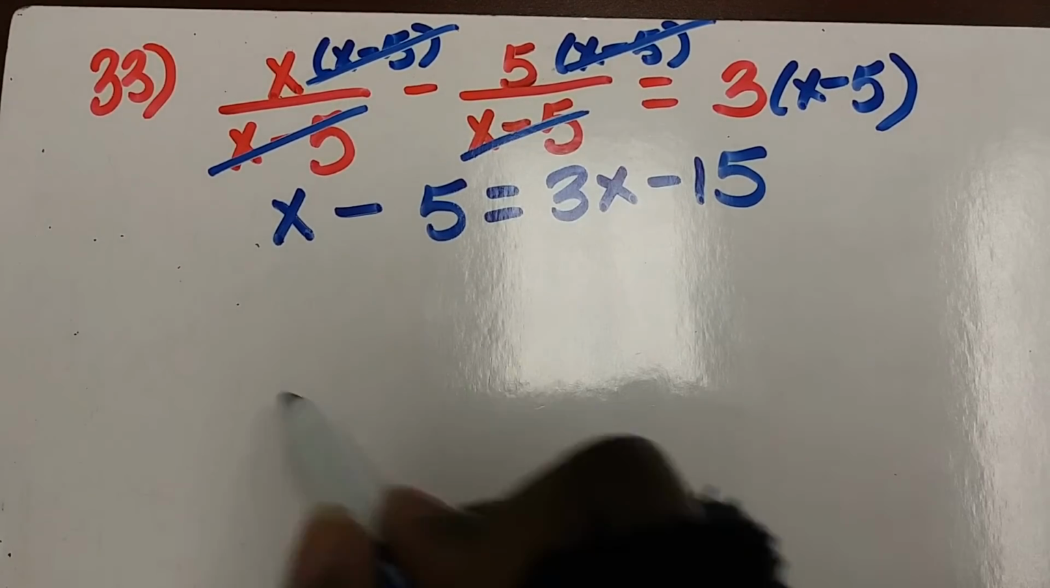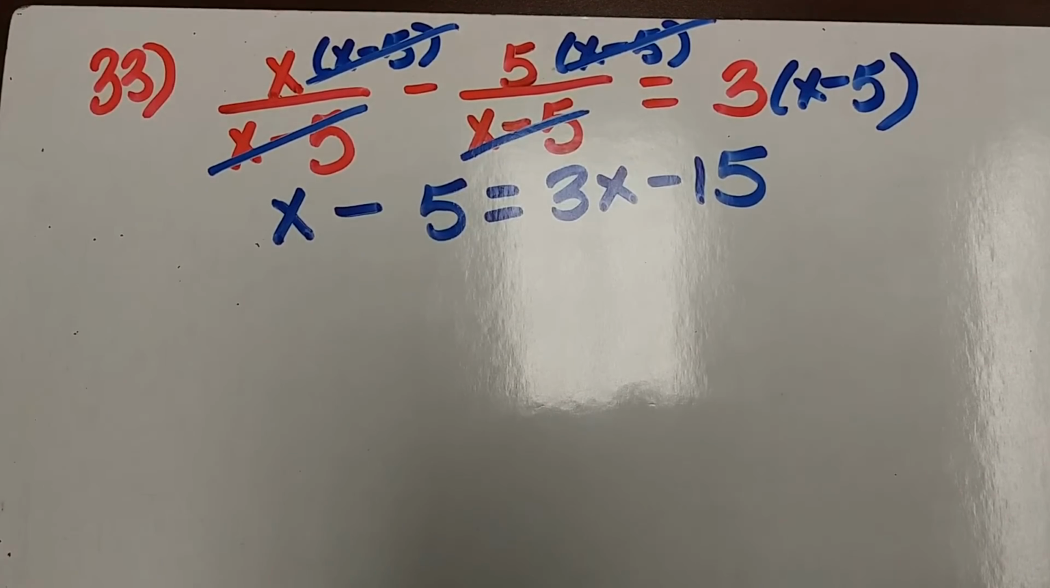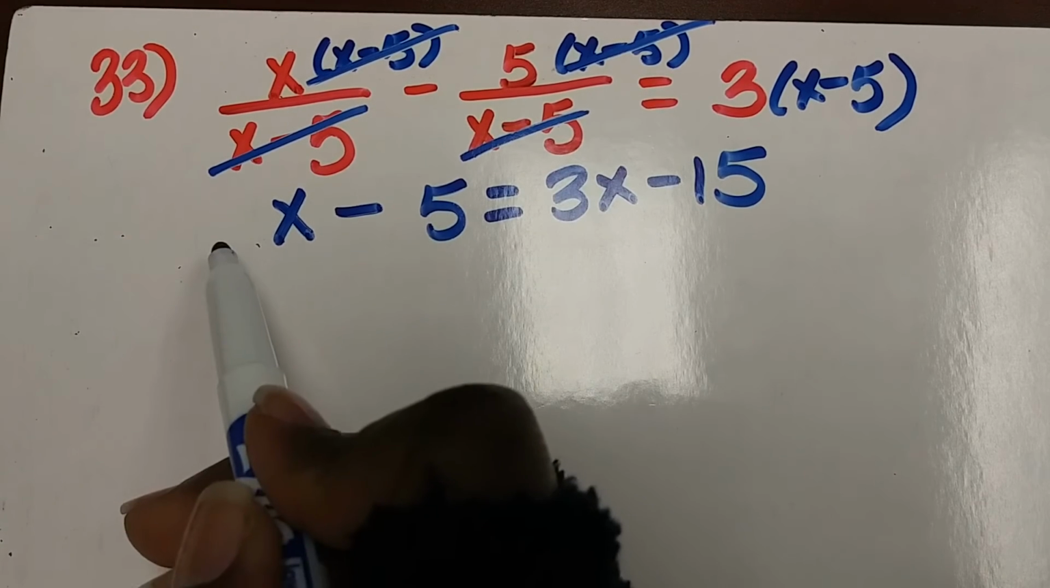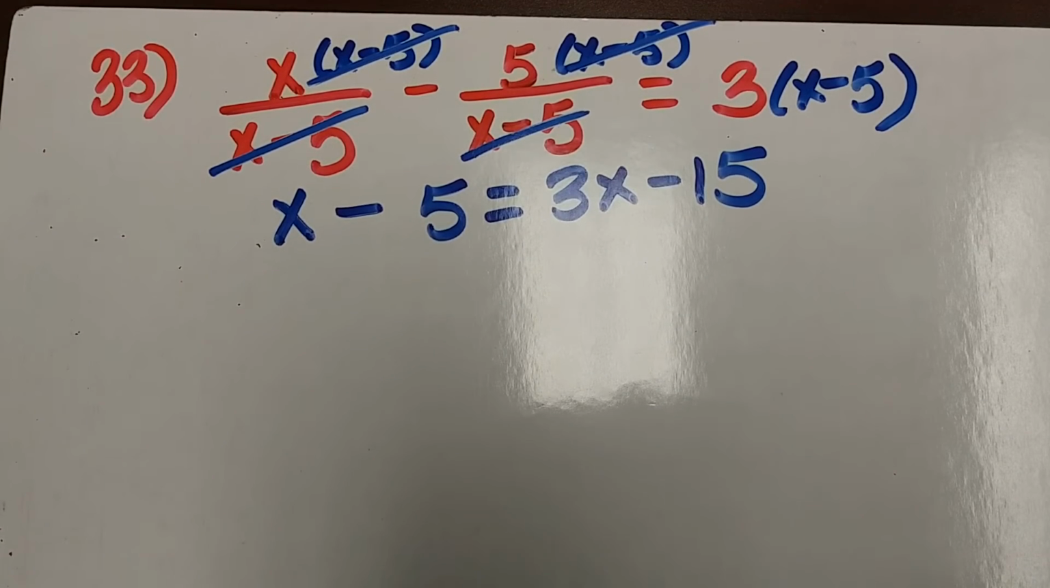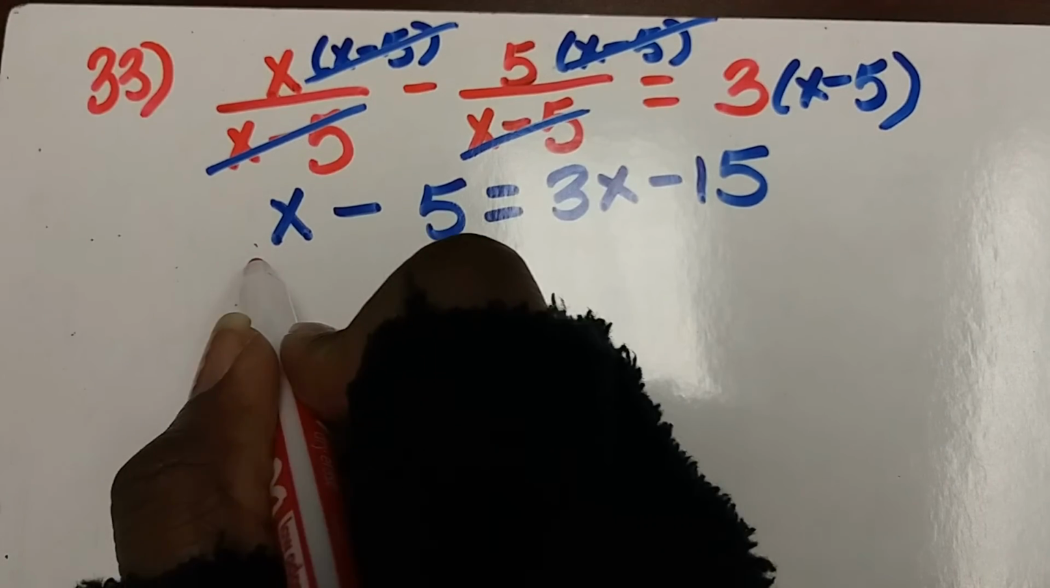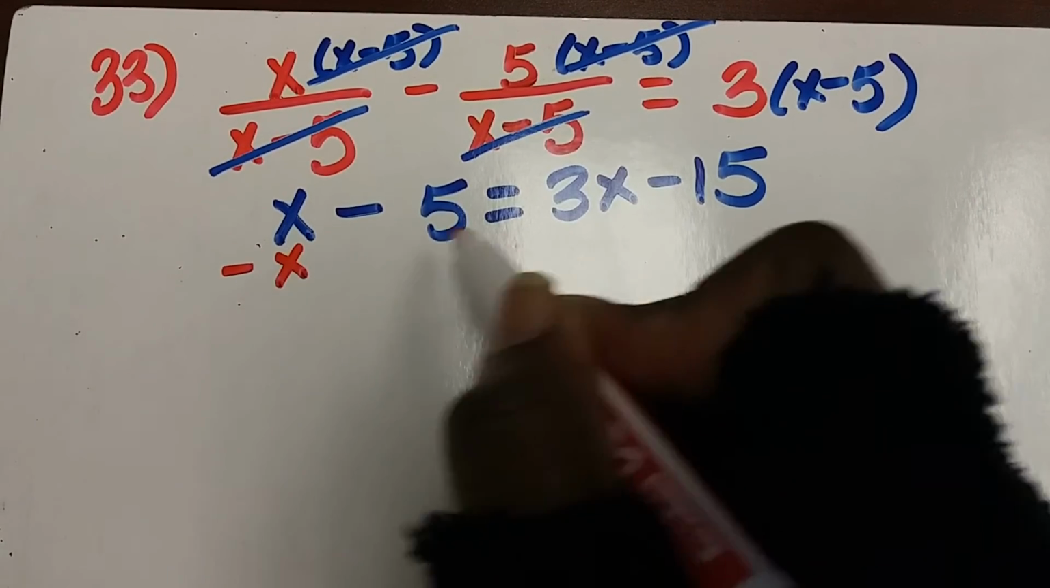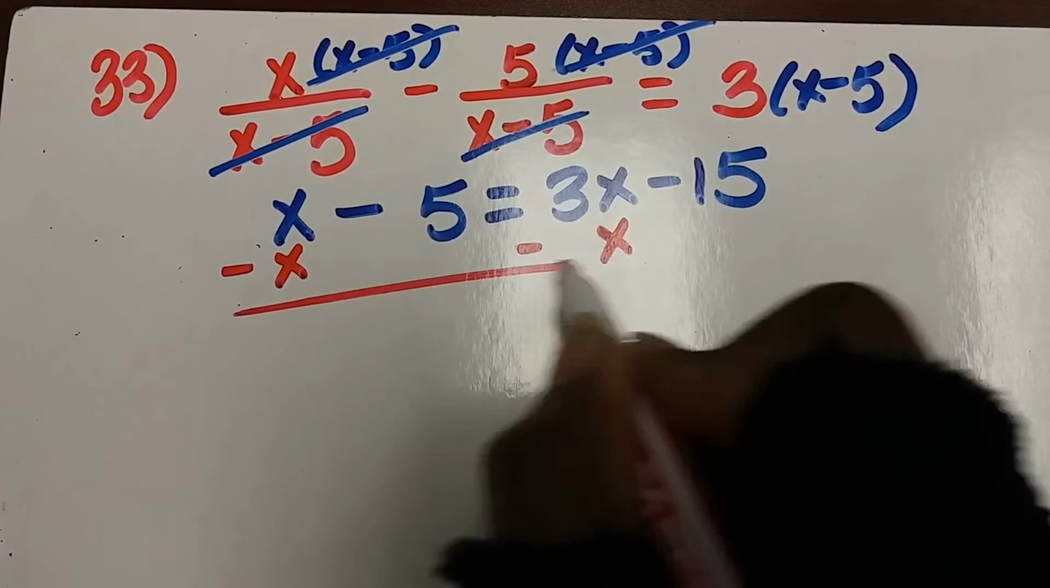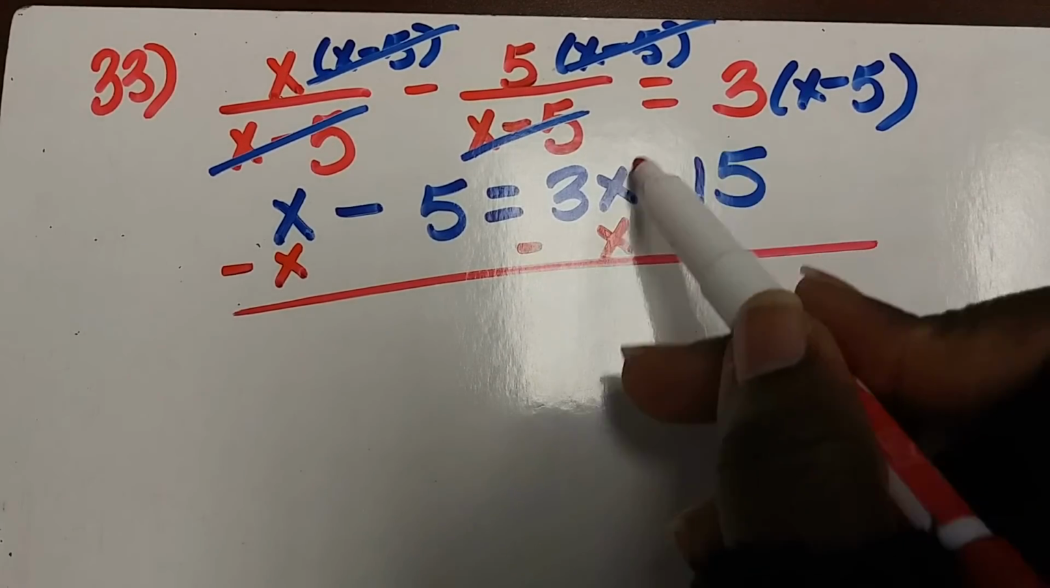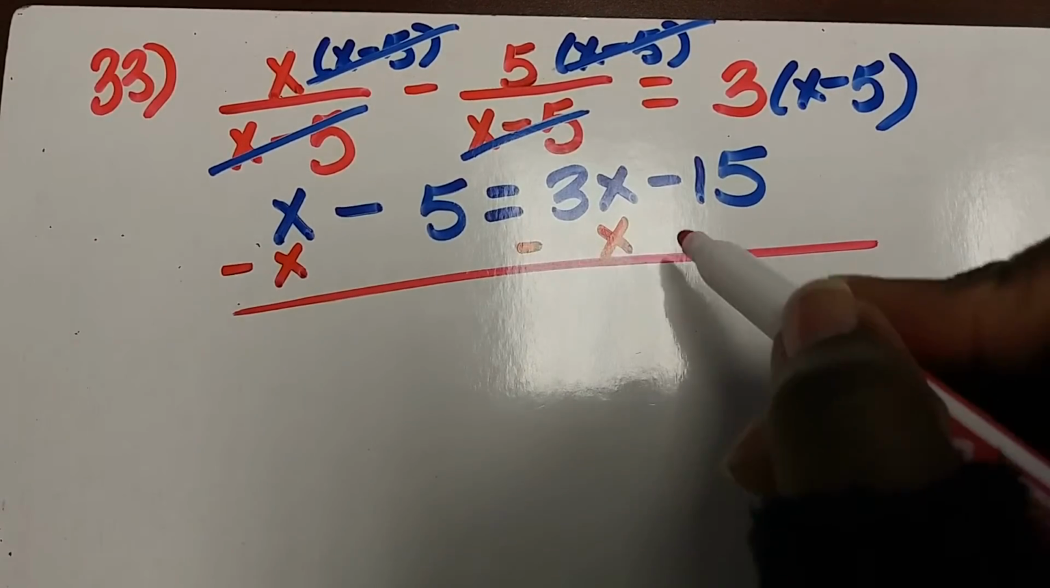Solve for x. Doesn't matter how you move the x's. Some of y'all have been taught to move all the x's to the left. Some of you have been taught to move the smaller x. However you were taught, do it. It's not a big deal. You're still going to get the same answer for x. I'm going to move the small x. Subtract x on both sides. And then I'm going to move that minus 15 to the right.